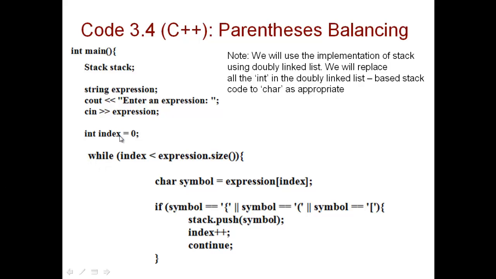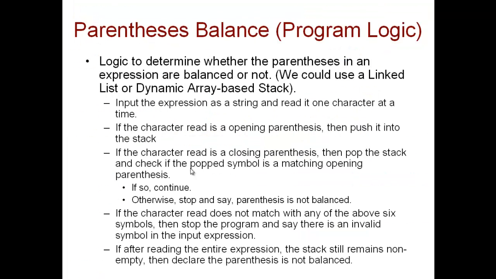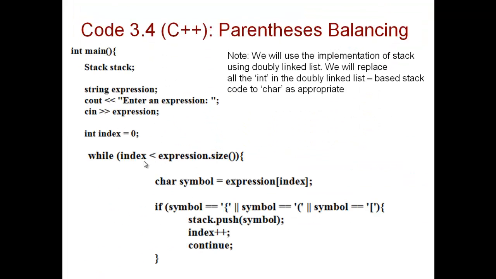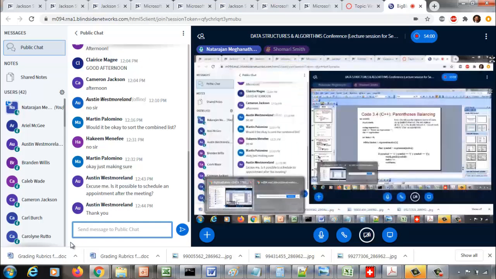So I am using an index variable to keep track of the symbols that I am going to scan. So index starts with 0. Then index less than expression dot size. So I'm using a while loop instead of a for loop. Earlier we were seeing a for loop to go through a string. Here I show how to use a while loop. So yes, any question?